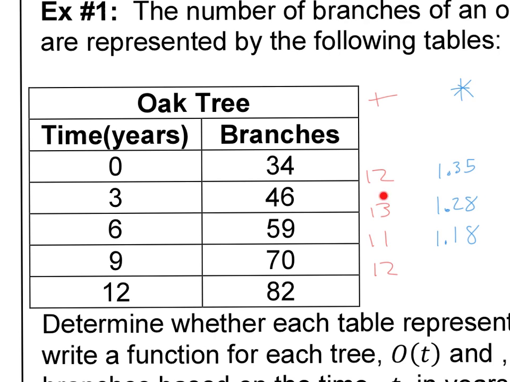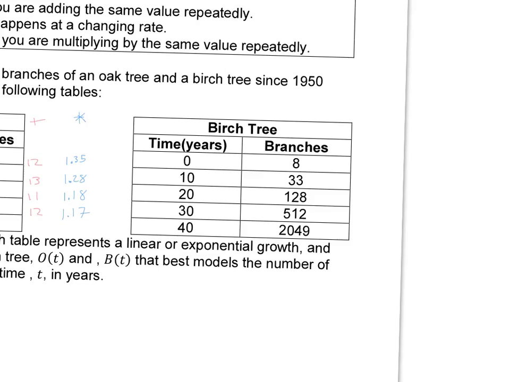These are changing, where these seem to be staying the same. And then I could do 82 divided by 70, and that's 1.17. Okay, so these numbers are changing quite a bit, where these ones, they change a little bit, but on average, they stay right around 12. In fact, if we would have added 12 every time, we would have still ended at 82. Okay, let's go to the other tree, and let's do the same thing.